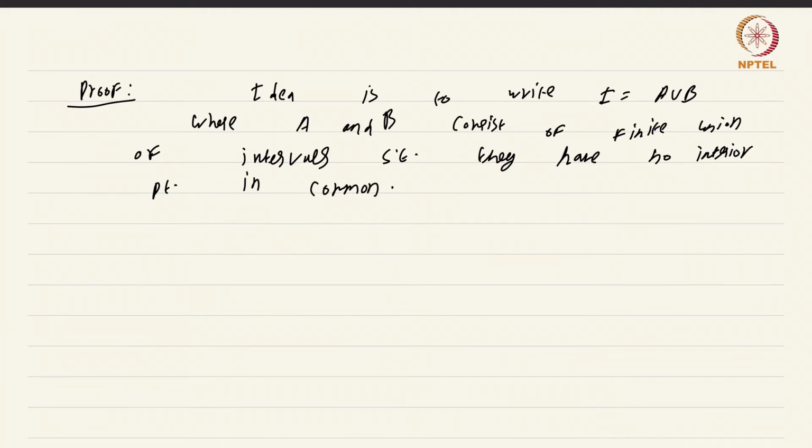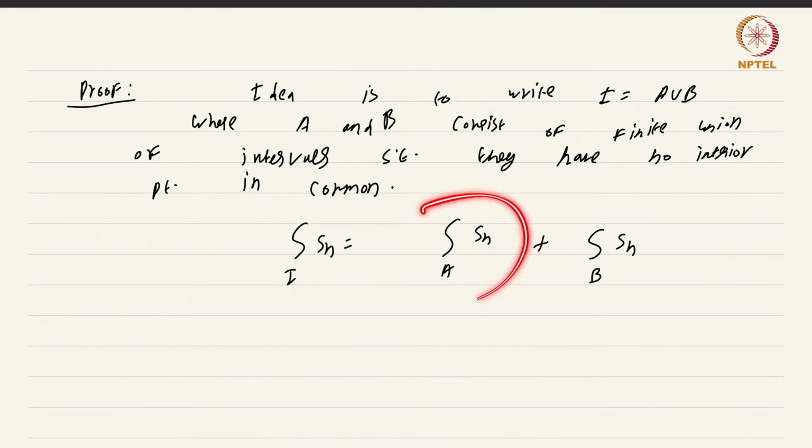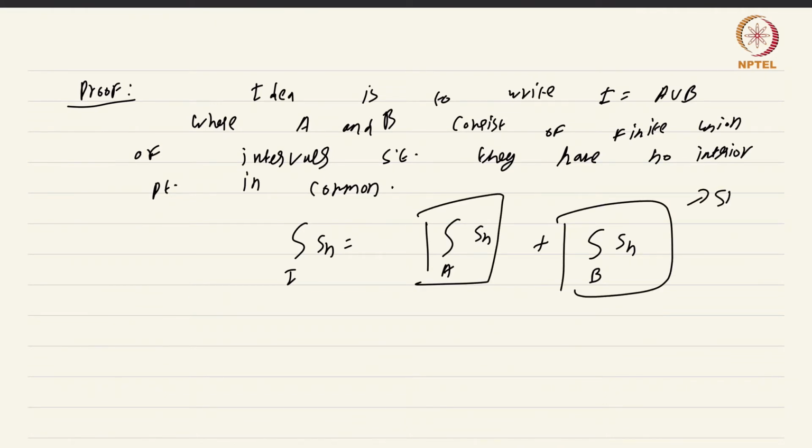Okay. Then obviously you will have the integral over I of Sn is the integral over A of Sn plus the integral over B of Sn. And each one of these will go to 0. Both this as well as this will go to 0 as n increases. That's the basic idea. That is, we can make both of these small. Both are small. Okay. So what are we going to do?